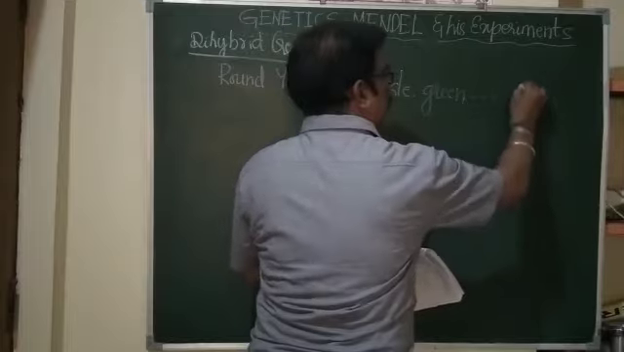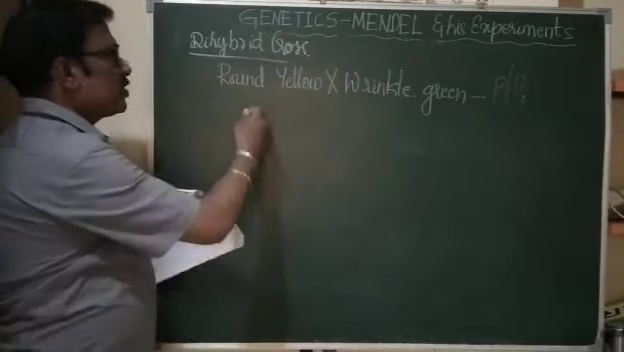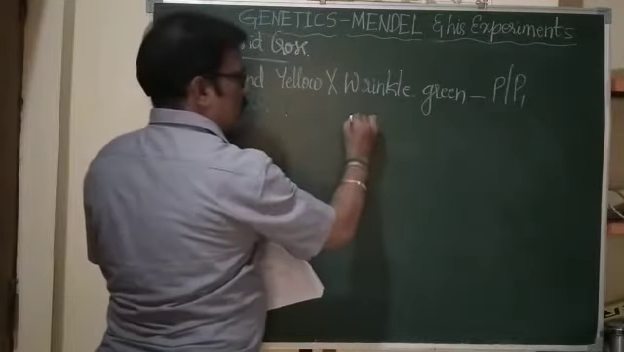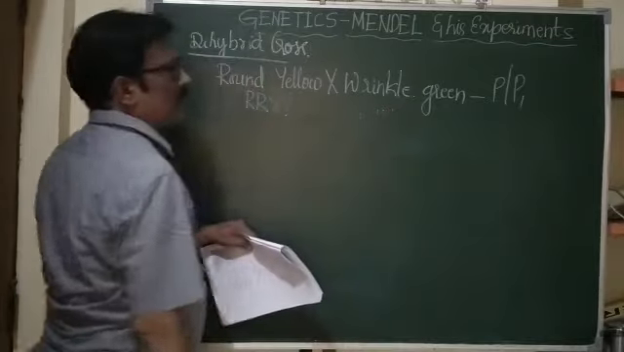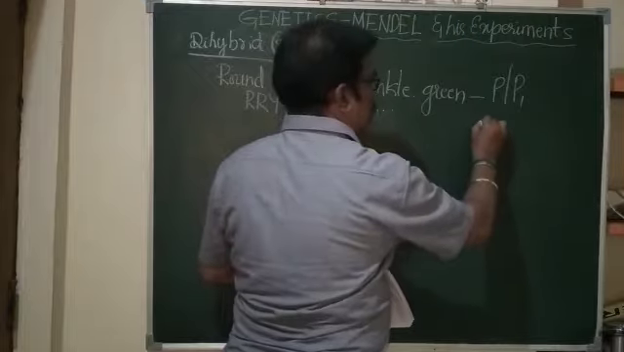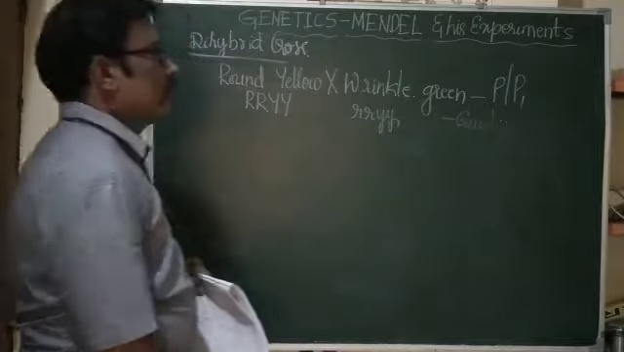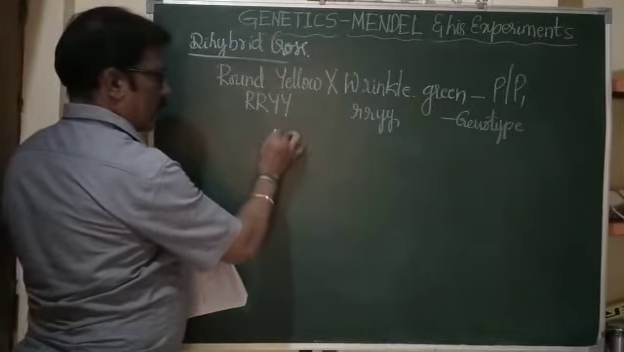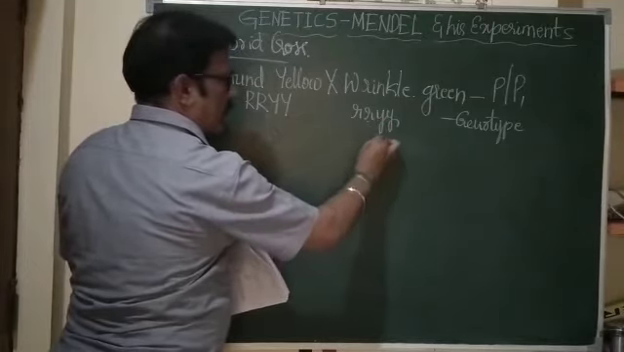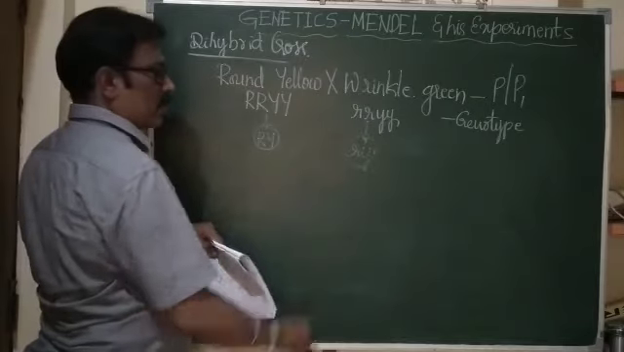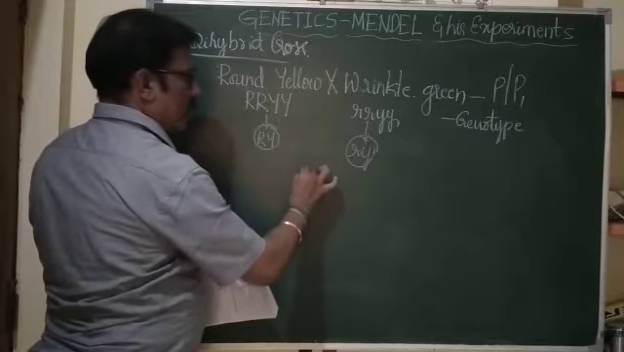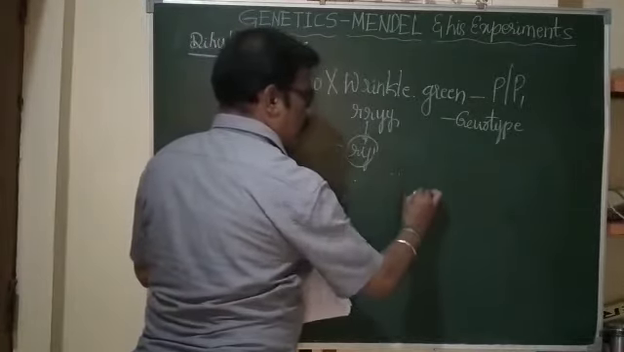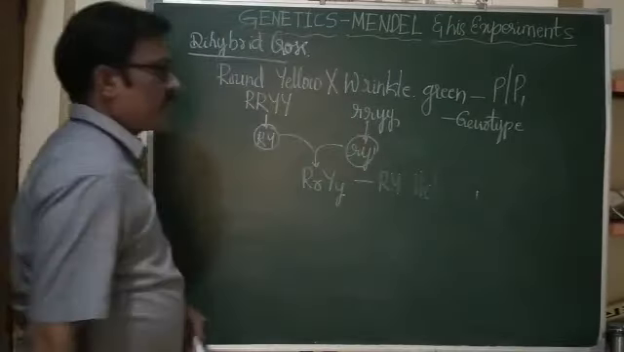That is parental generation P or P1. Its genotypes: capital R, capital R, capital Y, capital Y for round and yellow, small r, small r, small y, small y for wrinkled and green. That is the genotype of the parents. Both are homozygous, producing only one type of gamete. This is with round and yellow genes, and this is with wrinkled and green genes, the gametes of the parental generation. By the union of these gametes in F1, he got the offspring with round and yellow, but that is heterozygous, the F1 generation.